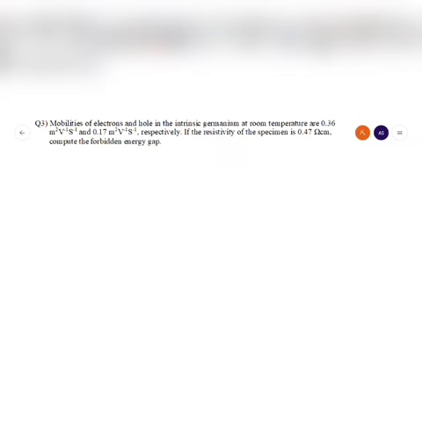It is the final answer of this question. Question number 3. Mobility of the electron and hole is given at room temperature, and also given the resistivity of the specimen, and compute the forbidden energy bandgap. It means Eg. What is the value of Eg? You know, with the help of two equations, we can calculate the value of Eg from this question.